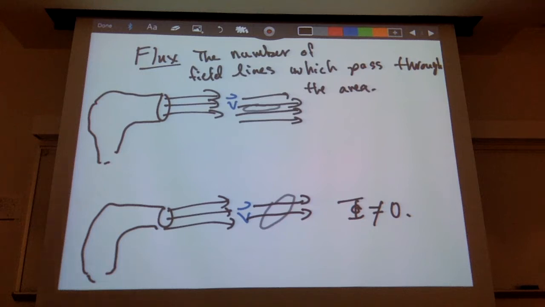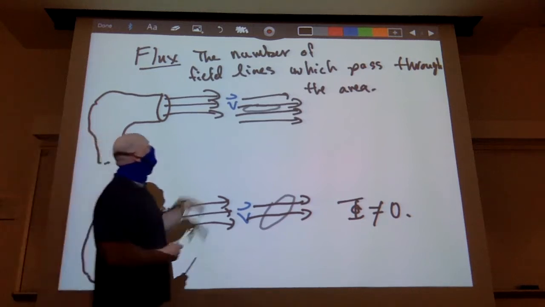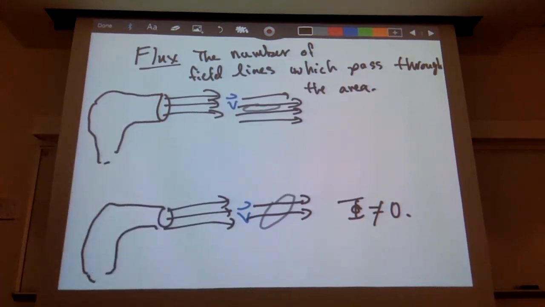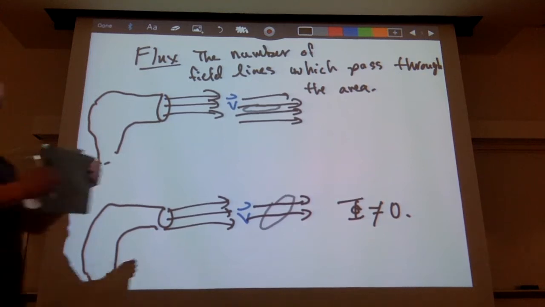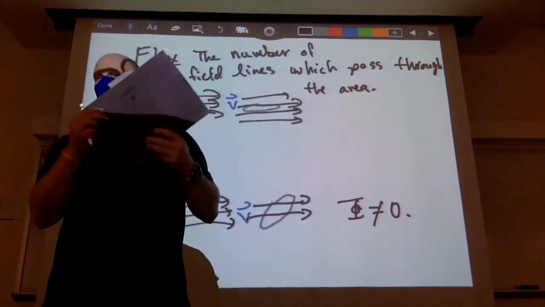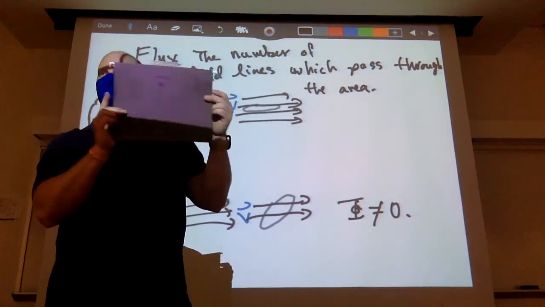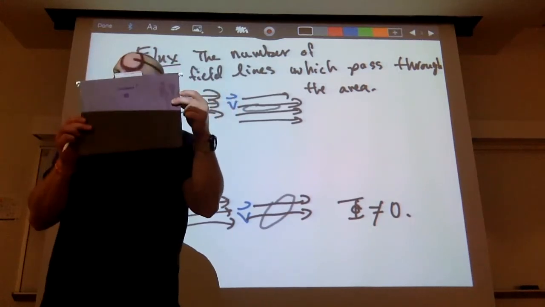So this is how we define flux. Flux, in this case, is the number of field lines, in this case velocity field lines, which pass through the surface of the area. So how do we define the area then? Well, either remember or learn it the first time, we can classify any area as a single vector which points perpendicular to the surface of that area.